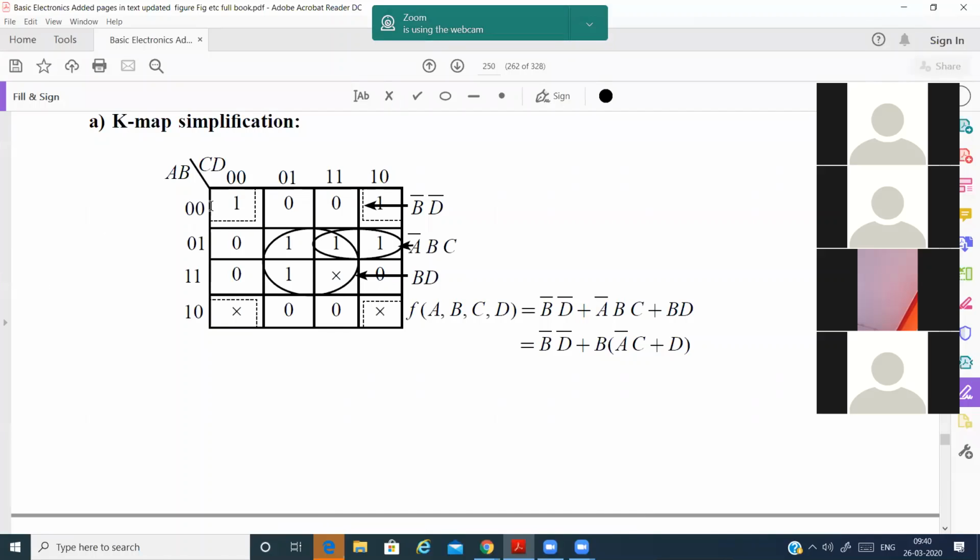See, always how you have to number this: what is 00? What is the value of 00 according to binary? 0. 01 is 1. Then 2, 3. You have to come like this: 0, 1, then jump to the last and come back. 0 1 2 3. The same way here also: 0 1 2 3.